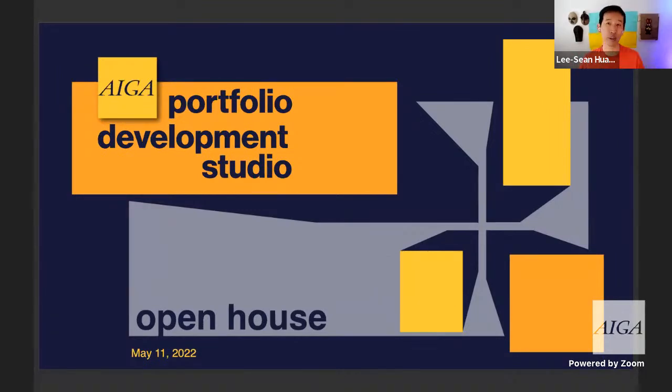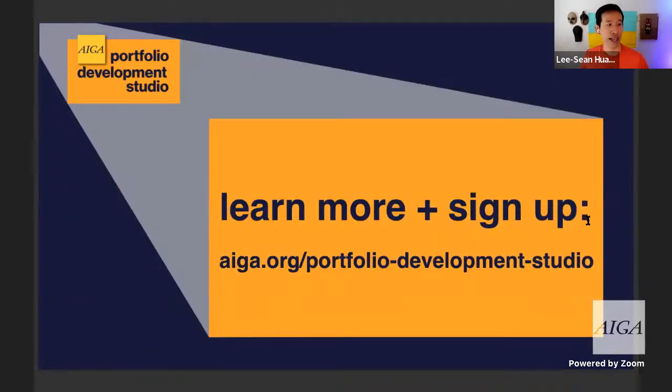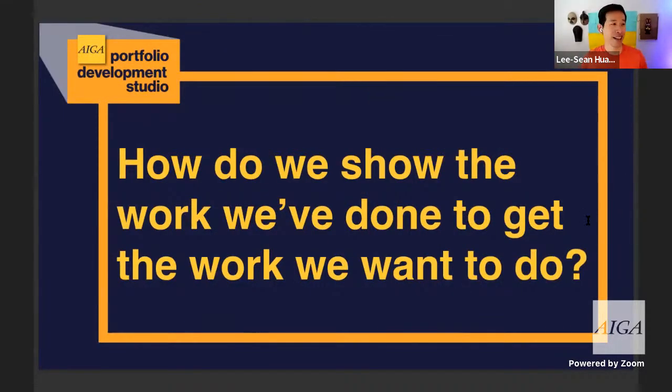All right, so just a little bit about this course. In case you haven't had a chance to check out our website about the course, you can drop the URL here, aiga.org/portfolio development studio. And as I just passed this slide, this course really revolves around this central question of how do we show the work we've done to get the work we want to do? At AIGA, we have been running our portfolio festival for 2 years now, since the start of the pandemic. It was part of our new line of online programming. We're doing it again this summer in July.